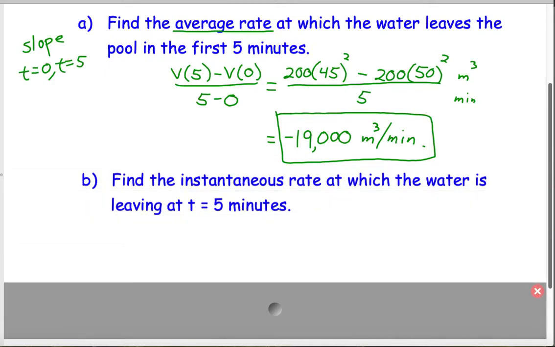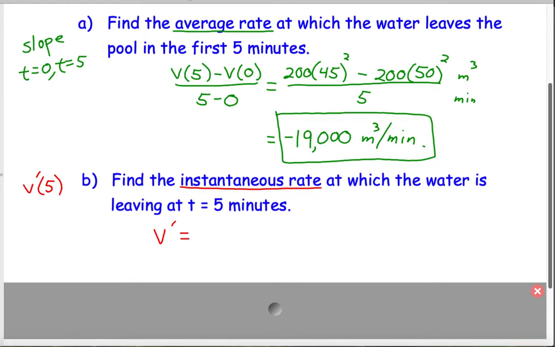Find the instantaneous rate at which water is leaving at 5 minutes. So at that specific instant, what's the rate at which water is leaving the pool? The instantaneous rate refers to the derivative. So we're thinking V prime. So we want to calculate the derivative at 5. So let's first of all calculate what V prime is.